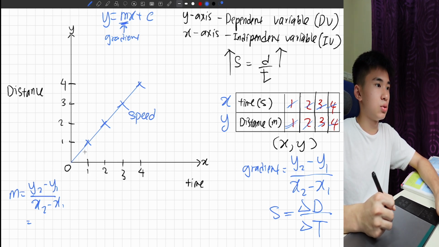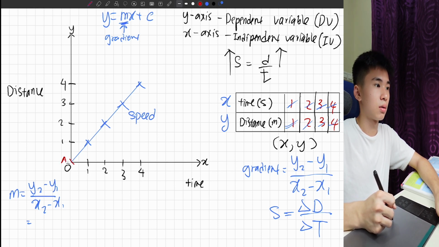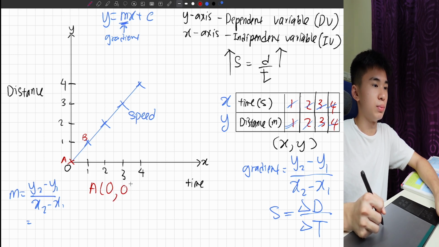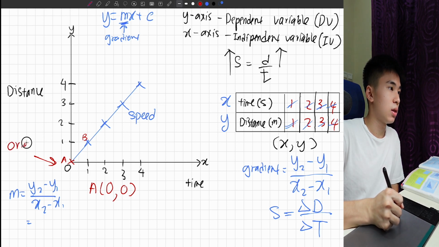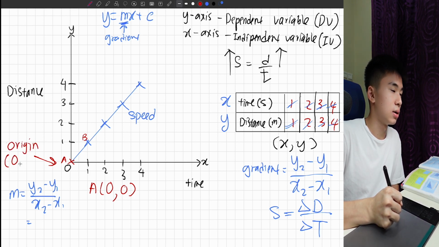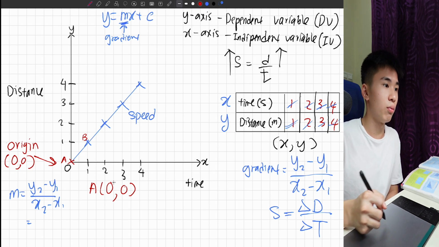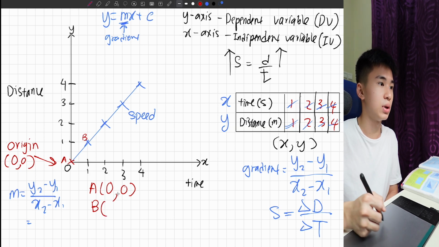So let us do this point first, this point 0, 0. Let me name this point A and this one point B. So point A has x equal to 0 and y equal to 0 as well. The coordinate 0, 0 we call the origin. So our A coordinate is going to be 0, 0, and our B coordinate is going to be 1 and 1.